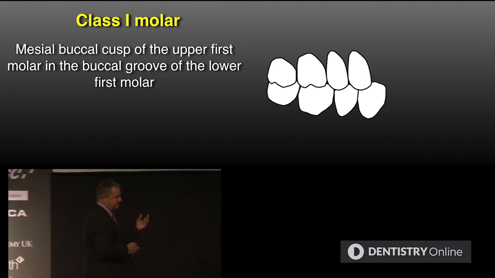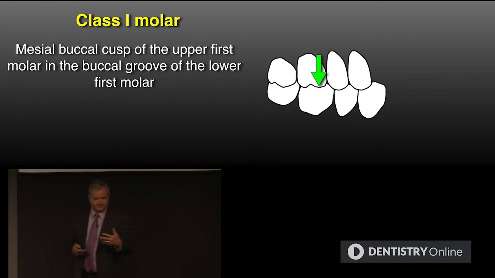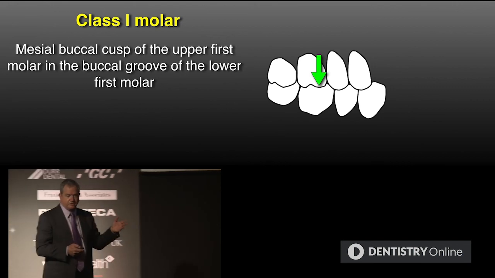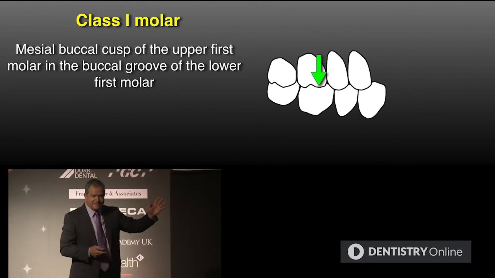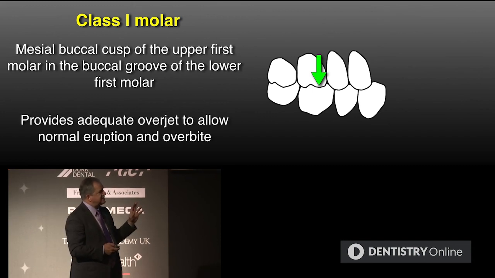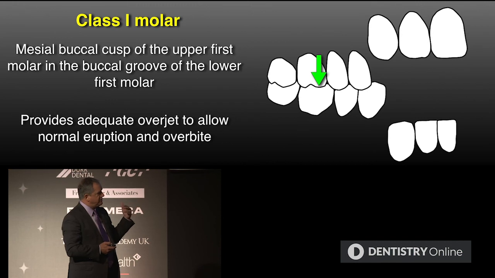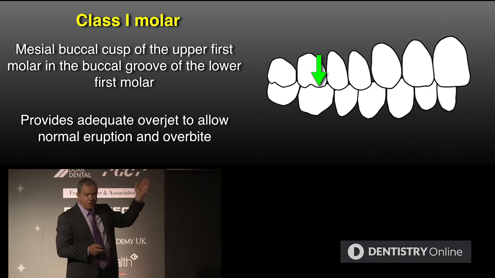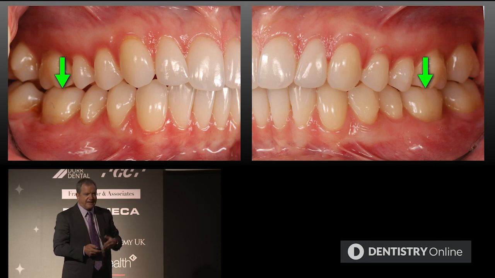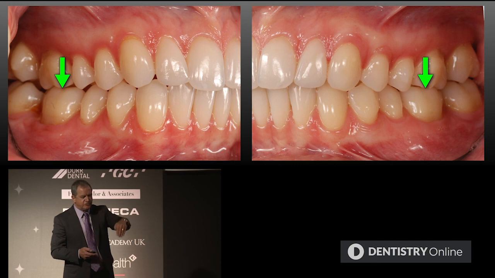So if we think about a classic Angle class 1 occlusion, where the mesial buccal cusp of the upper molars sits in the buccal groove of the lower first molar, if you have normal sized teeth and you're not missing any teeth, what that does is it creates the correct amount of overjet to get what you and I consider a normal amount of anterior relationship. Class 1 molar, 2 to 3 millimeters of vertical overlap. That came because of the overjet. It's what allows the centrals to erupt into a pleasing position aesthetically.